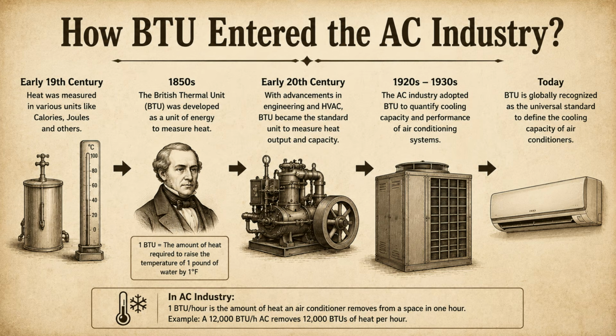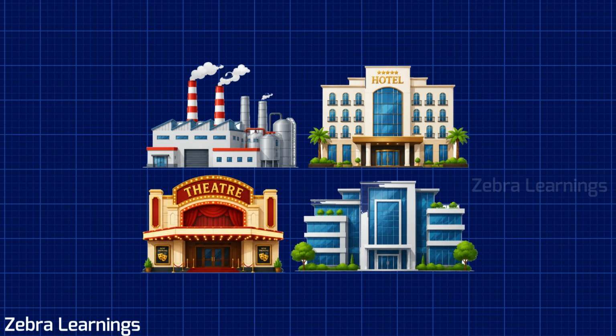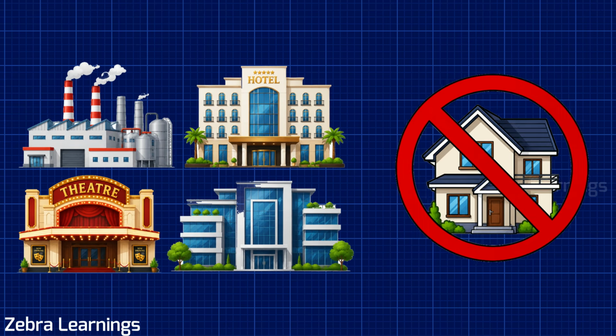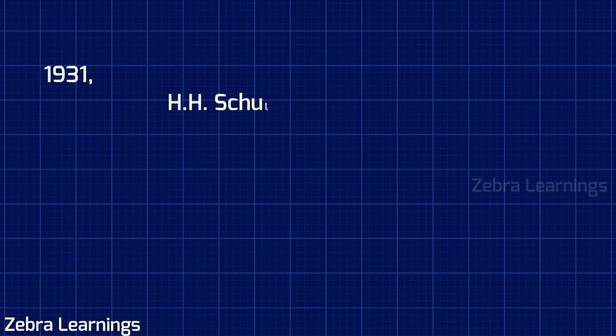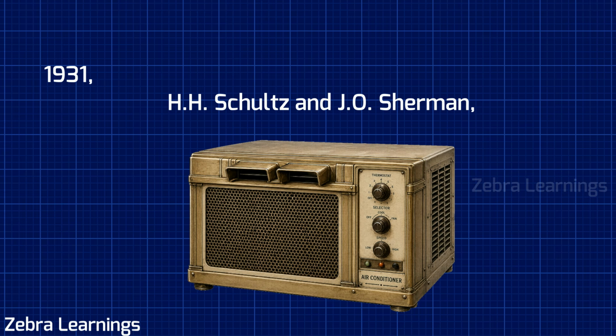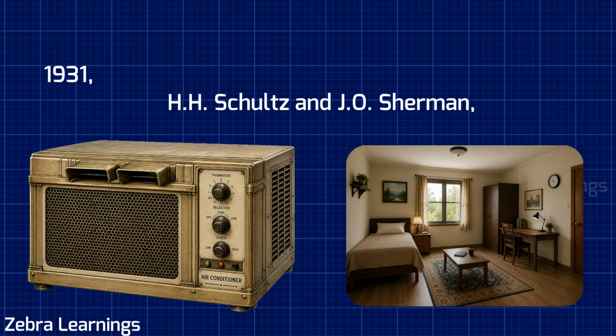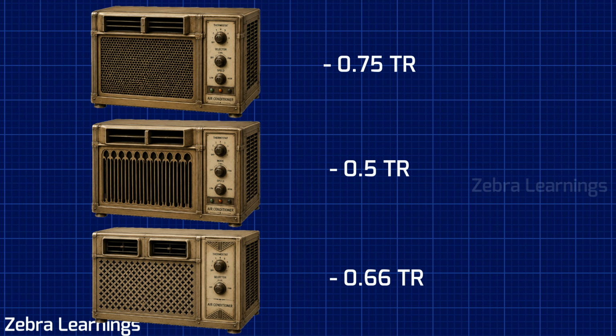How did BTU enter the AC industry? Initially, AC units were only used commercially, and no AC units were used in homes. It was in 1931 that H. Schultz and J. Sherman invented the window AC for the first time. These window ACs were designed to cool just a single room. Because their capacity was lower, expressing it in TR resulted in confusing fractional values like 0.5 TR or 0.75 TR.